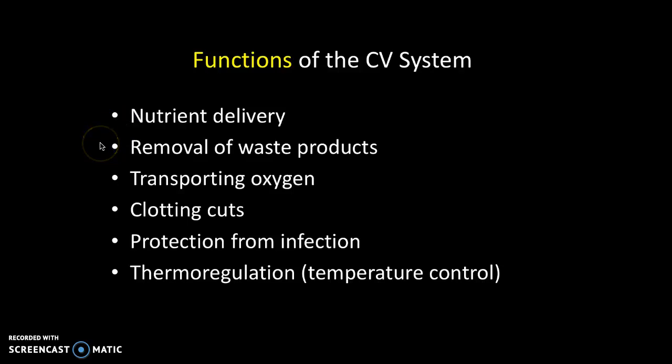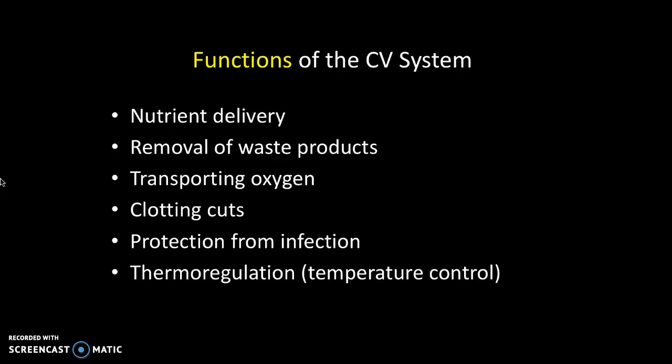Also, the CV system is responsible for the removal of waste products. So when muscle tissue works, it produces waste products like lactic acid and carbon dioxide, which need to be removed from these tissue sites. The CV system additionally transports oxygen, so it will take oxygen to the working muscles so that respiration can keep occurring.